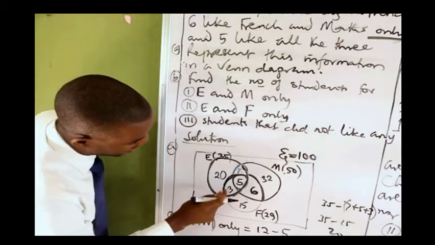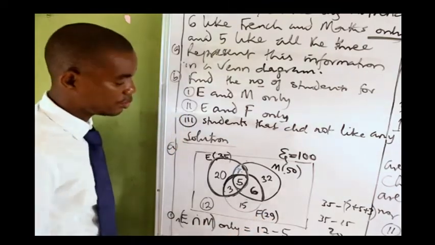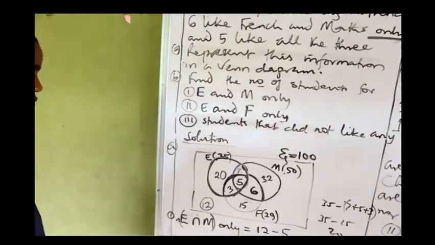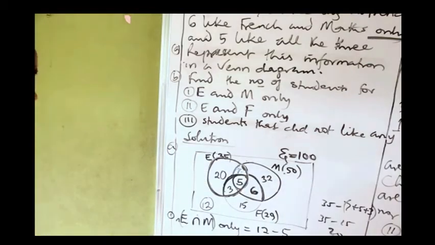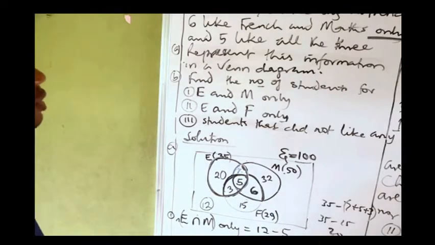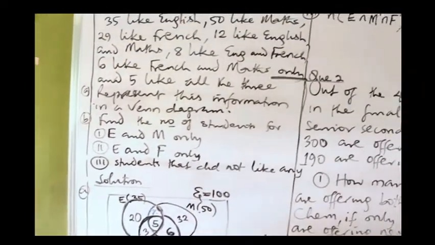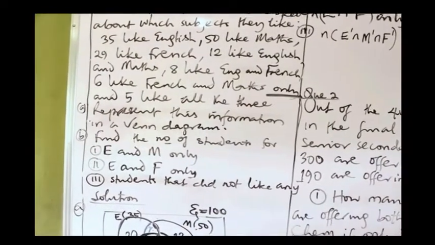So that means that if I have 3 plus 5 plus 6 plus 15, I must be able to get these people that like French. So that gives us all the numbers inside the subcircles, the subsets or the circles. Then Roman figure 3.